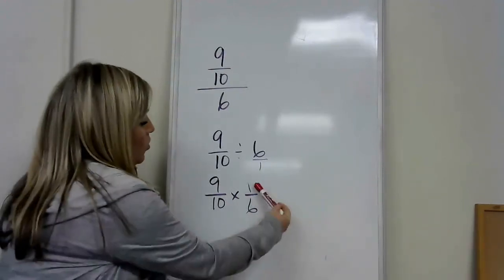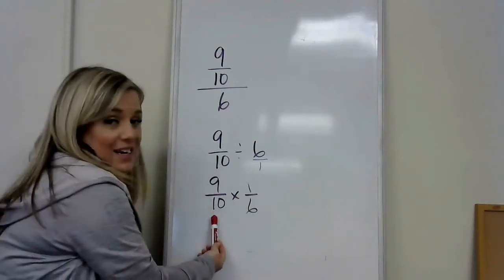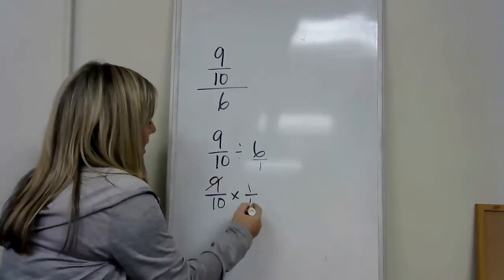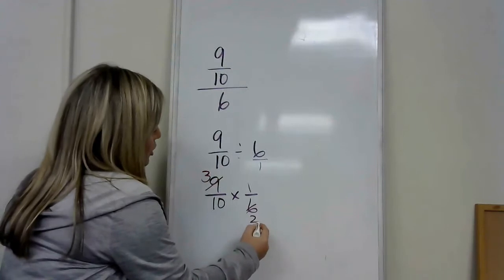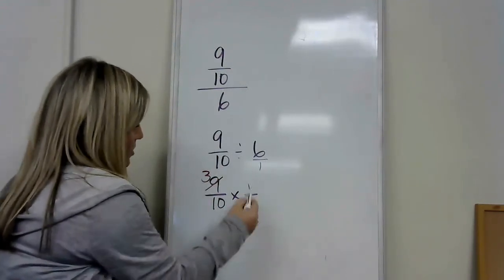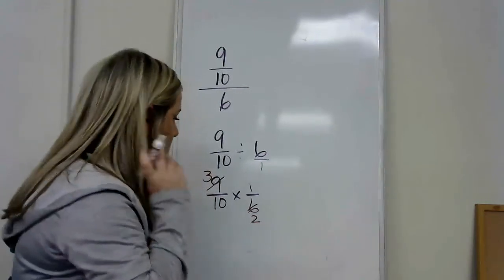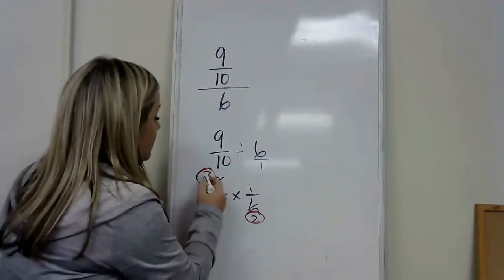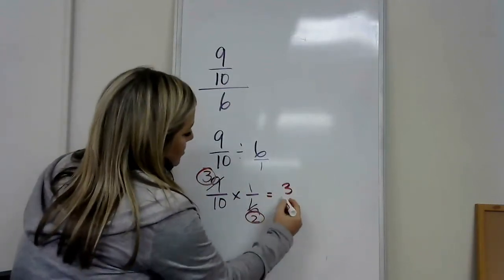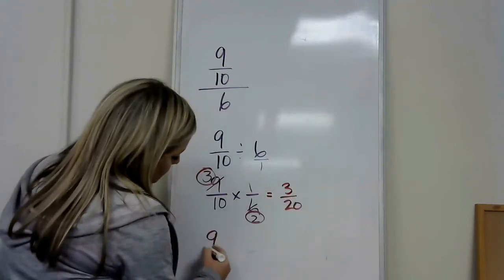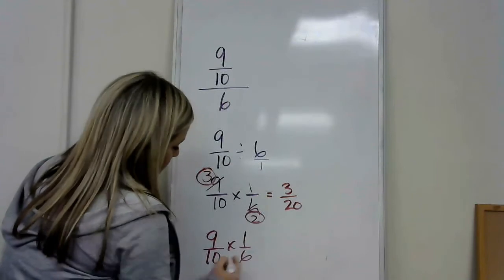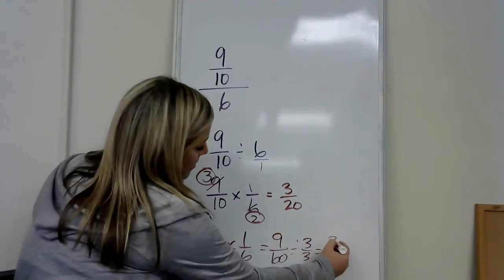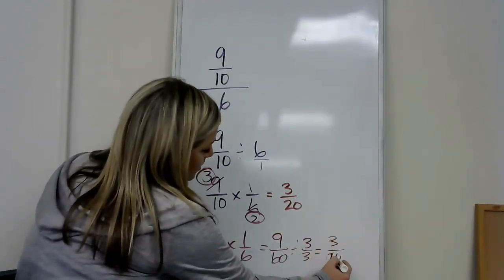9/10 cannot get smaller. 1/6 can't get smaller. 1/10 cannot get smaller. But 9/6 can. I can divide both of these by 3. 9 divided by 3 is 3, and 6 divided by 3 is 2. Still nothing I can reduce, because sometimes you can reduce even more. I'm going to circle this so I multiply the correct thing. 3 times 1 is 3, and 10 times 2 is 20, so 3/20. Now, if we did it without cross-reducing, it would be 9/60 divided by 3, which would be 3/20.